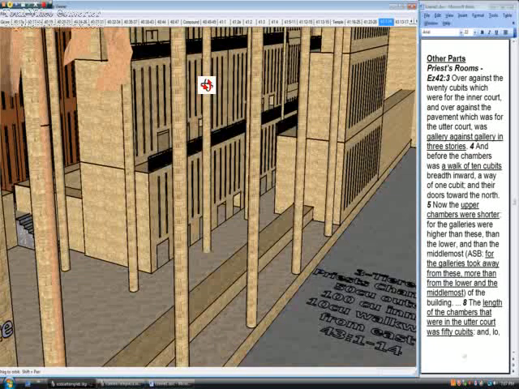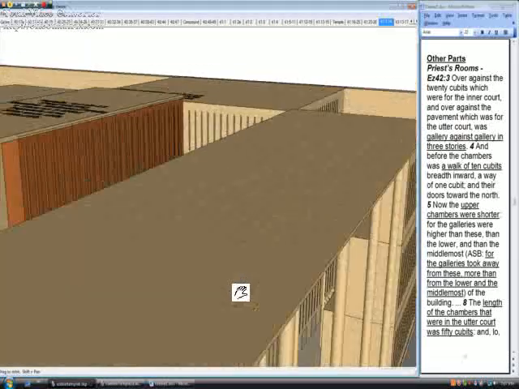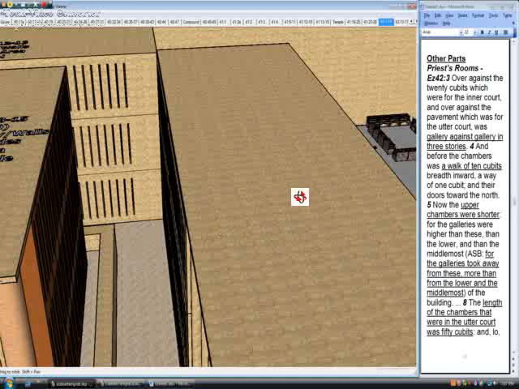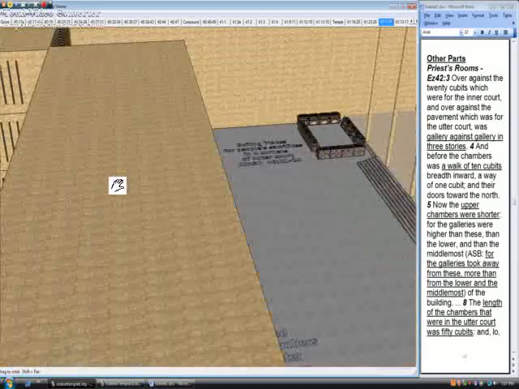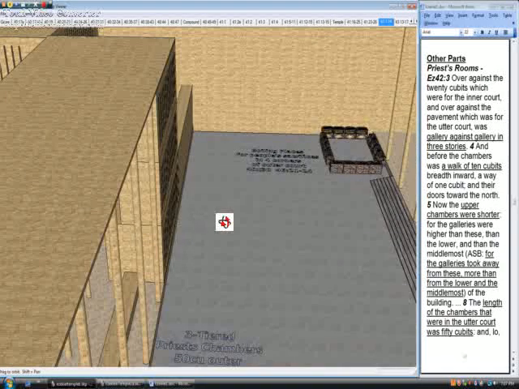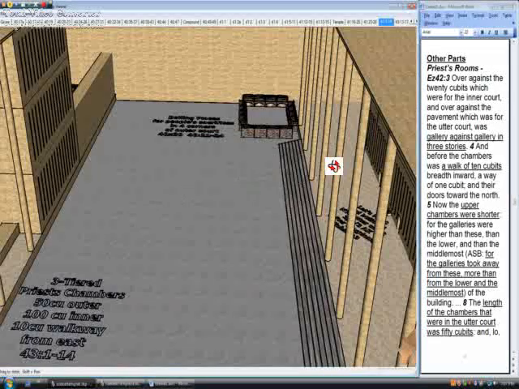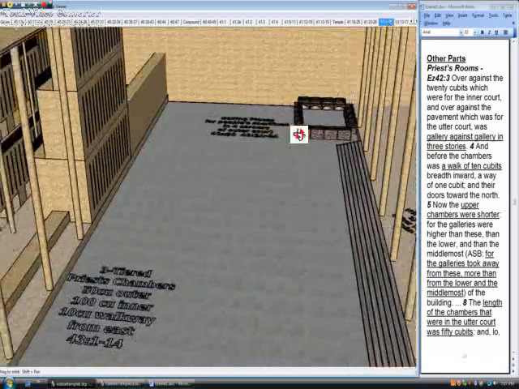Okay, now we look at the priest rooms. Over against the inner court and against the pavement, which was for the outer court. In other words, against meaning facing, not touching. Here's over against the inner court and facing the pavement for the outer court, which is over here. We have the priest chambers.